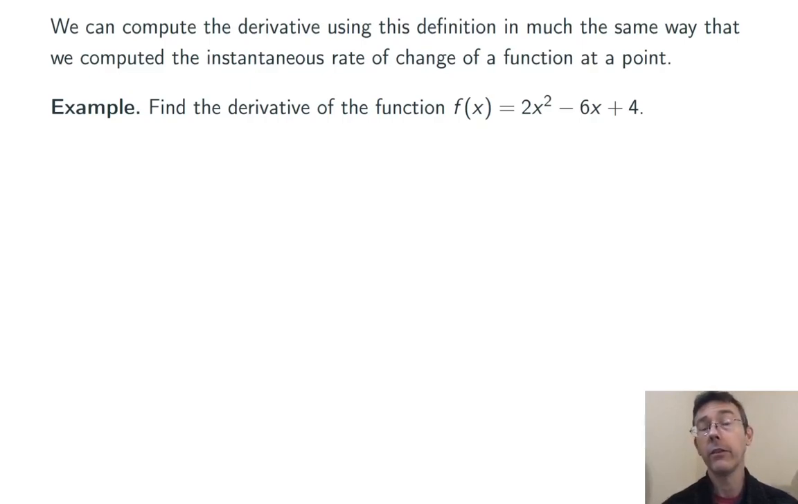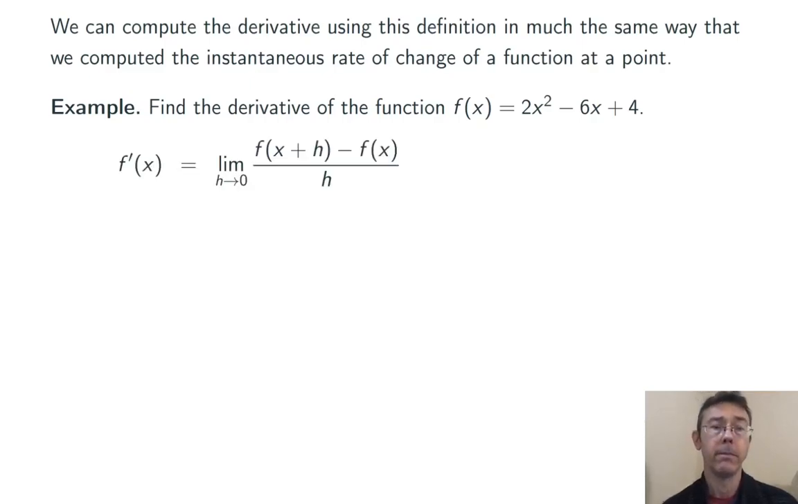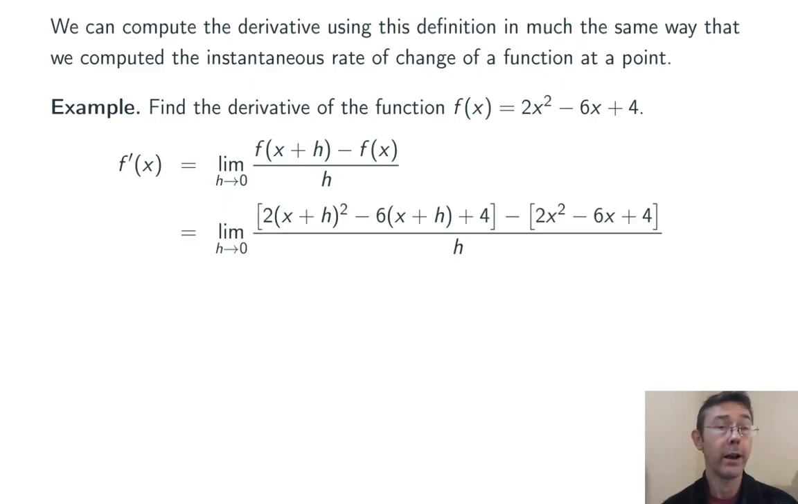For instance, let's compute the derivative of f of x equals 2x squared minus 6x plus 4 using that limit definition. So the first thing we're going to need to do is to take this function f and plug in x plus h wherever we see x. Then we subtract off f of x and divide by h. Now, plugging in h equals 0 won't do me any good here. There's an h in the denominator, and I can't use limit laws when a denominator is going to be 0. So I need to do some simplification first and hopefully cancel out that h.